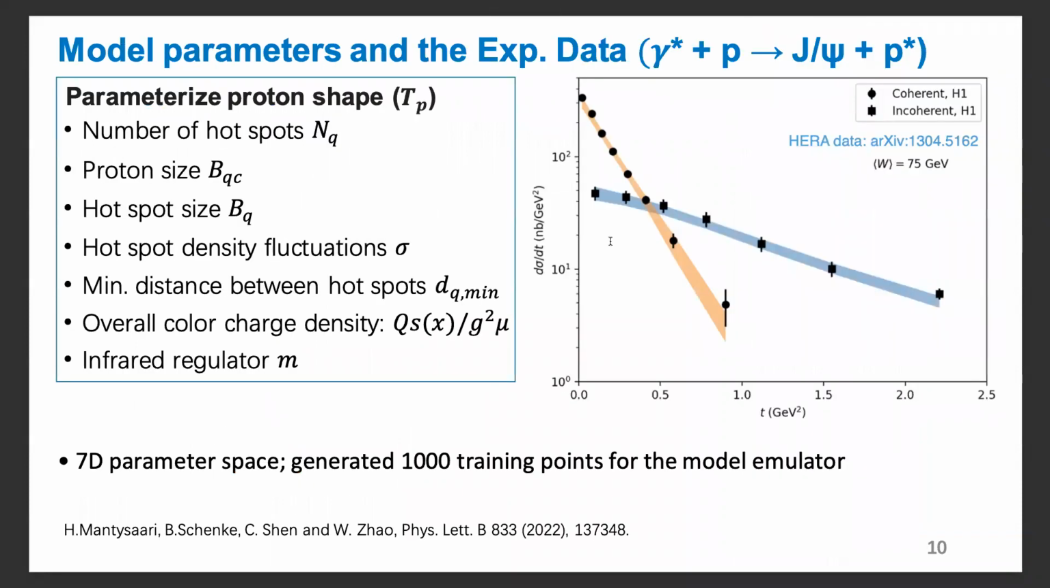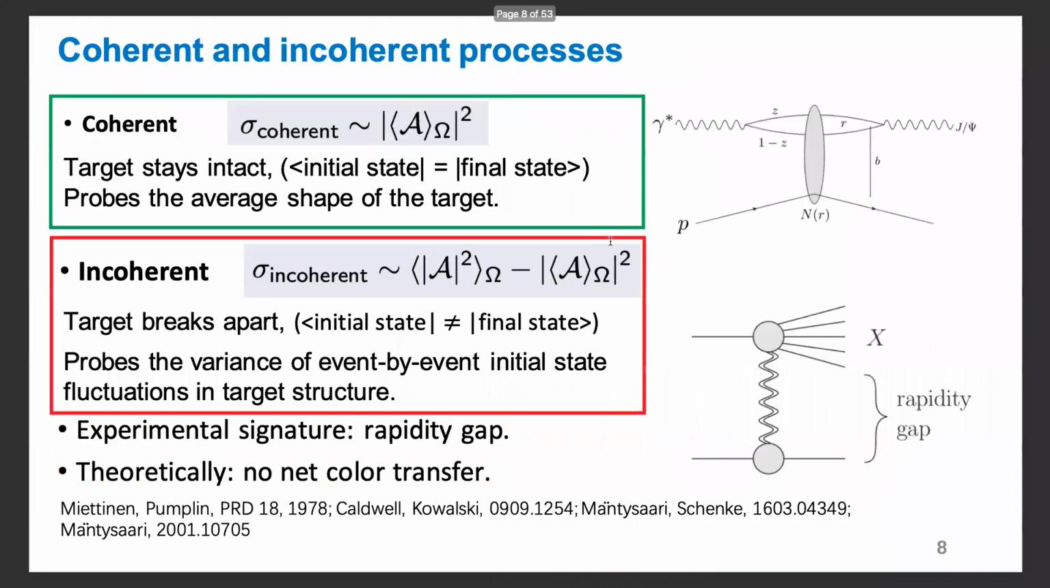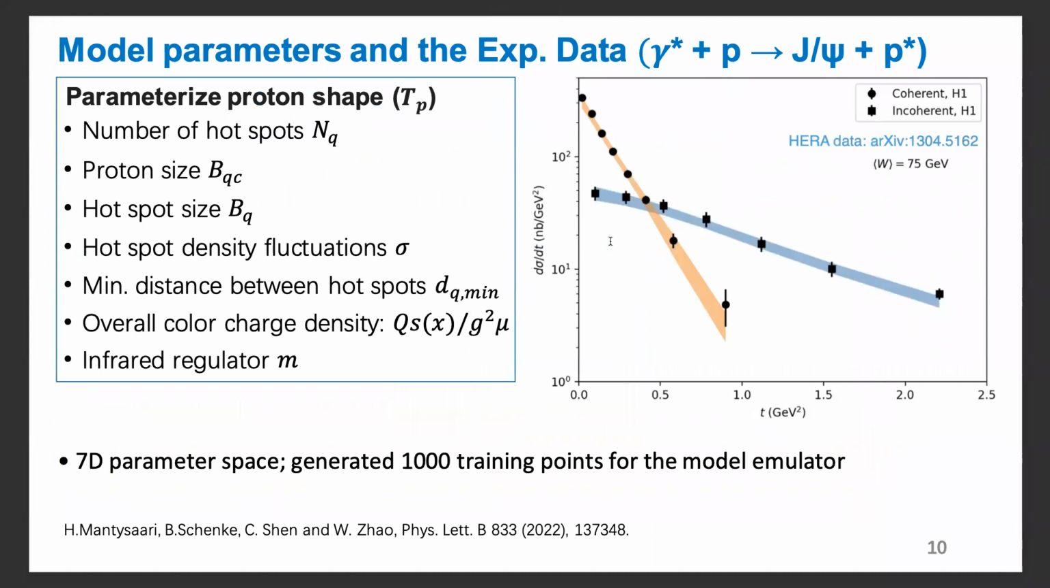So you have certain parameters, and also the overall color charge density parameter, and the infrared regulator m, which enters in the Wilson line here, just to screen the long-range infrared physics. And we also fit the HERA data, including the incoherent and coherent cross sections. In other words, we have a 7D parameter space, and we generate 1,000 training points for the model emulator, and then use Bayesian analysis, fitting the HERA data, to constrain the proton shape. Yeah, this is the best result.